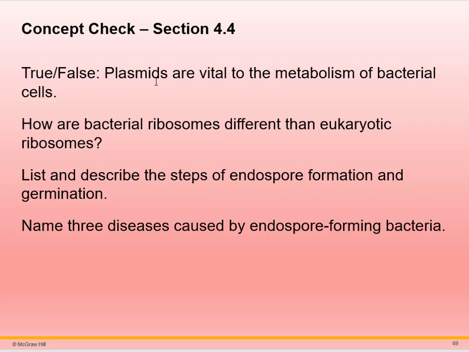Name the diseases caused by endospore-forming bacteria. We said anthrax and tetanus and gangrene and botulism. Those are just a few that we can name. So that is the end of section 4.